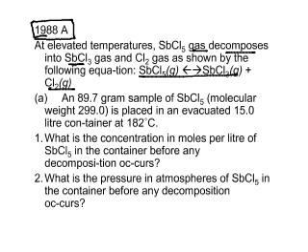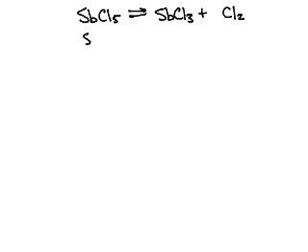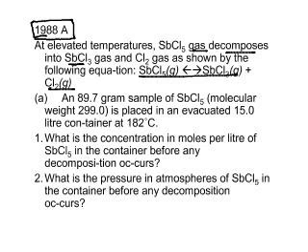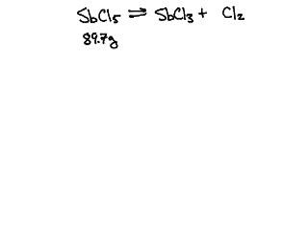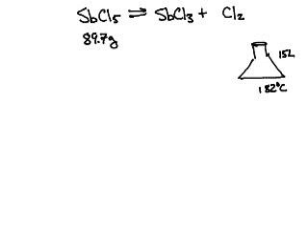Let me flip back here. We have 89.7 grams of SbCl5. I'm just flipping back. I don't have a piece of paper with it in front of me. It's in an evacuated 15-liter container at 182 degrees Celsius. So I have a container, let's consider it a flask, it doesn't say. But this has a volume of 15 liters, and it's at 182 degrees Celsius. So that's what I know.